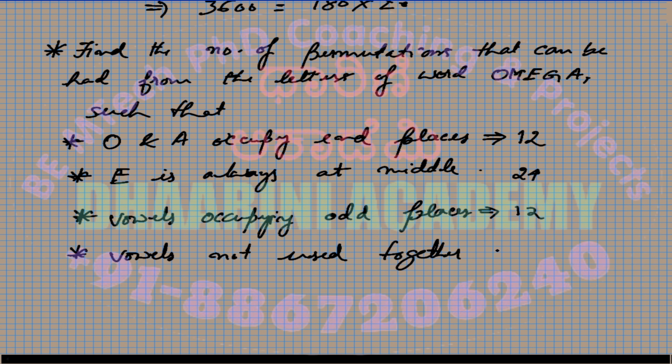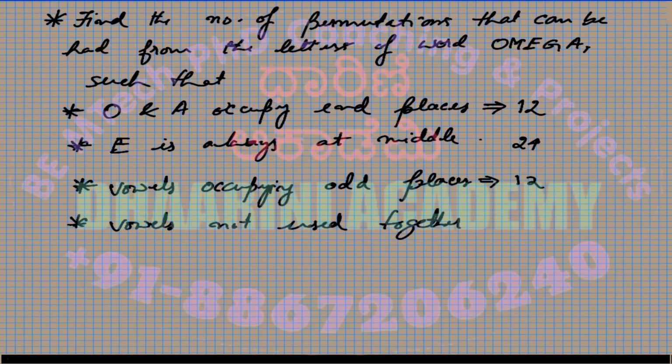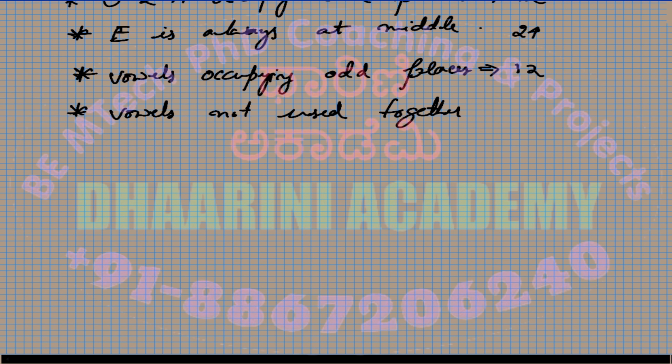So the vowels are not together. Okay, so vowels are not together means, let's try to do the calculation. First consider what is the total number of words. Let me write that. So total words is 5 factorial, correct? So 5 factorial, that is 120.